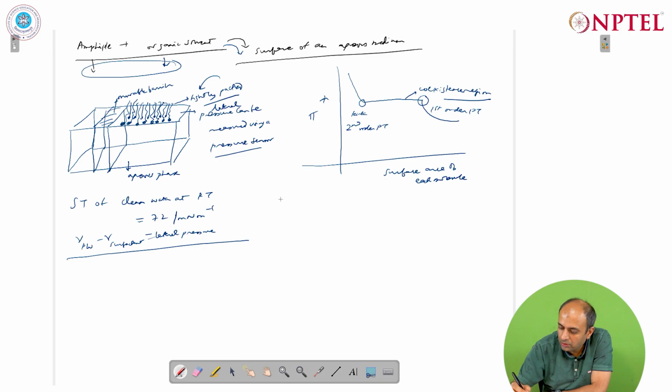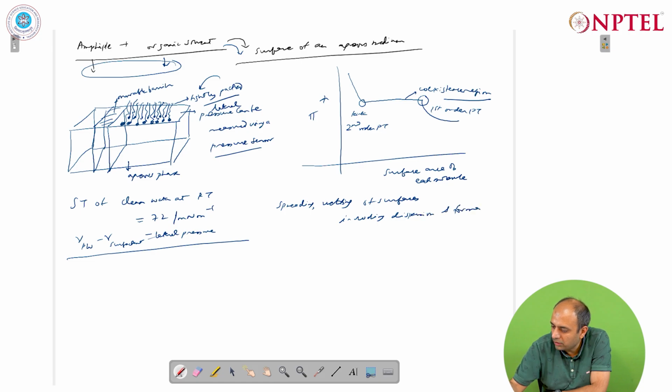And these are also responsible for spreading, wetting of surfaces, including dispersion and formation of emulsions, including frothing.